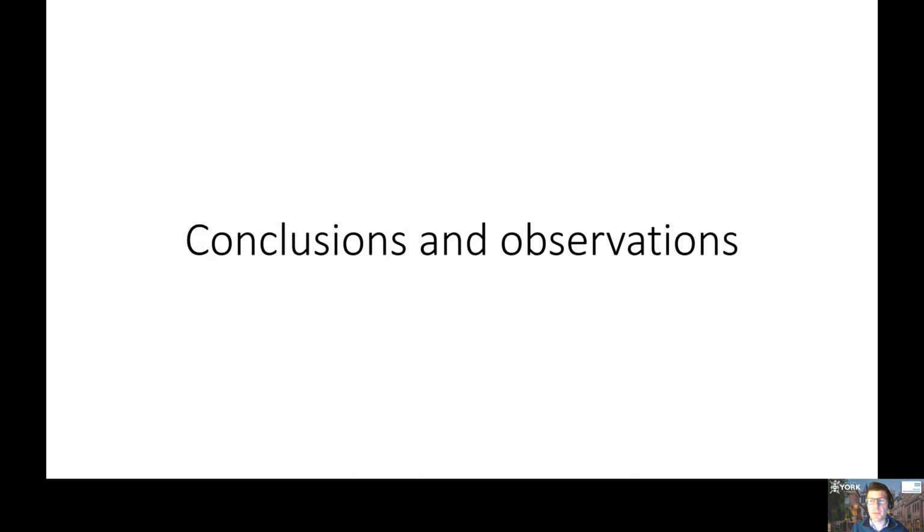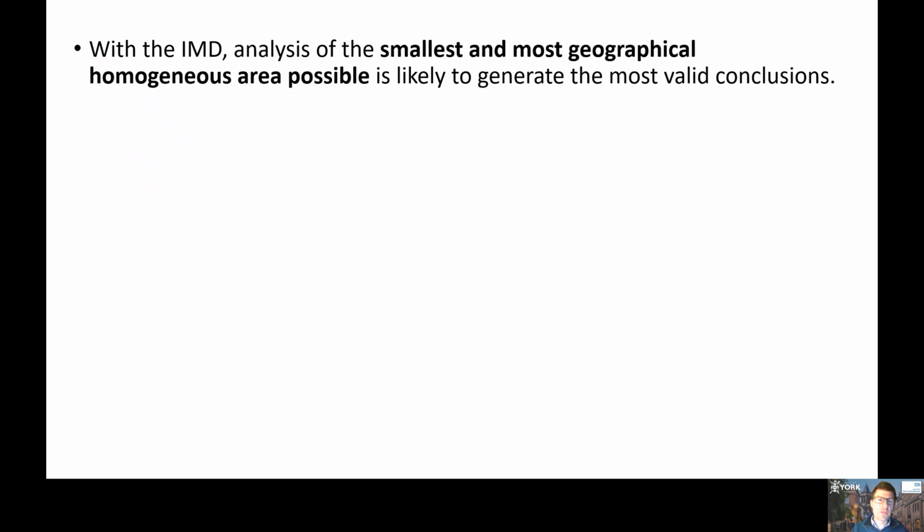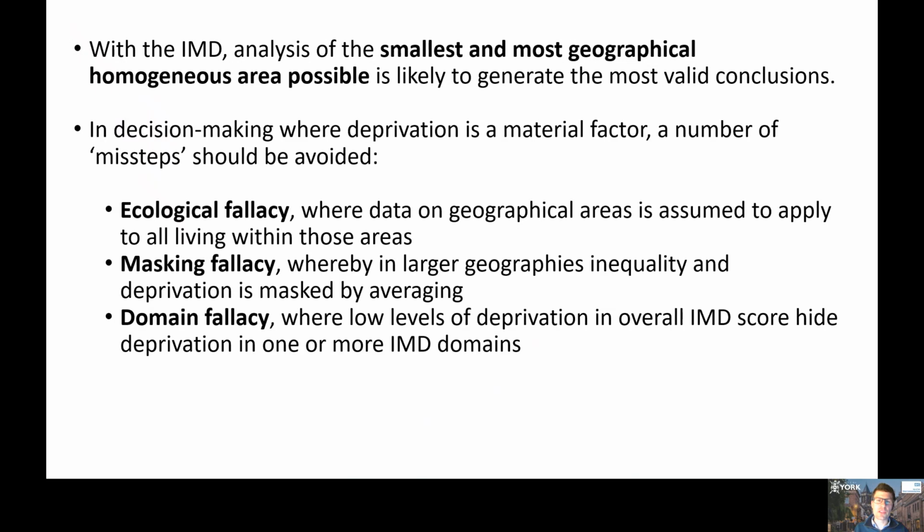So, some conclusions and some observations. First of all, if you're using the index of multiple deprivation, use the smallest and most geographically homogeneous area possible. That's the way you're most likely to generate the most valid conclusions. When you're making decisions using deprivation scores, try to avoid a number of missteps. Try to avoid the ecological fallacy, where we assume that data on a geographical area is going to apply to everyone living in the area.